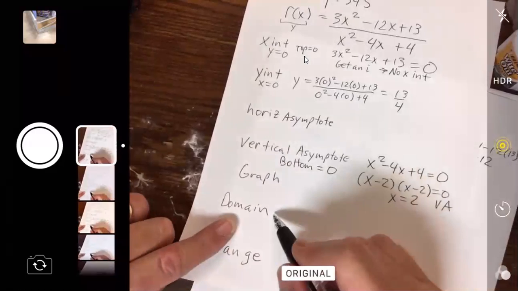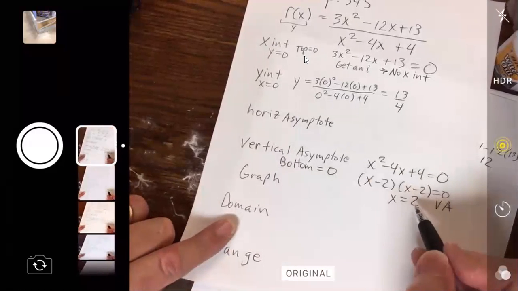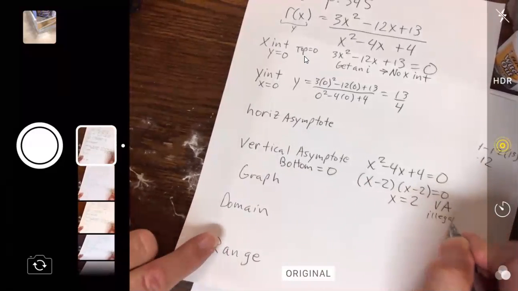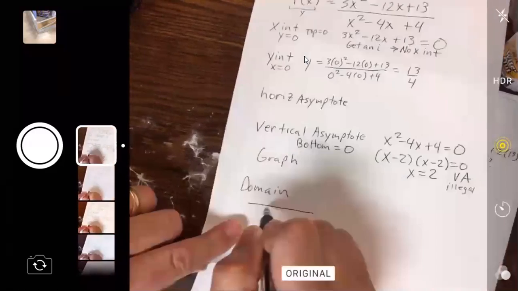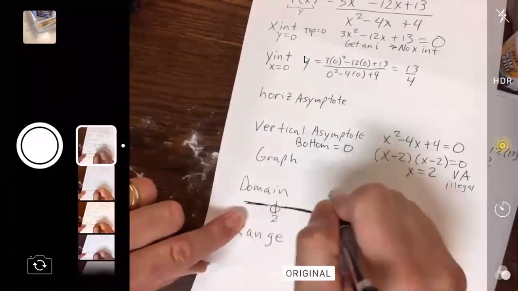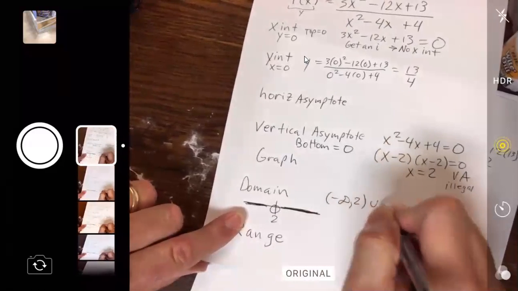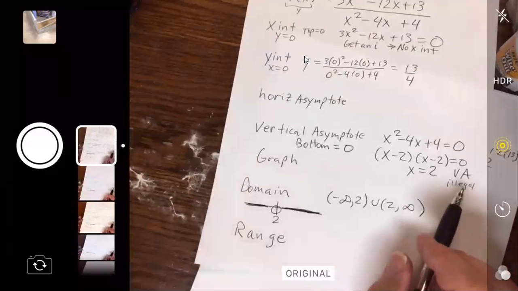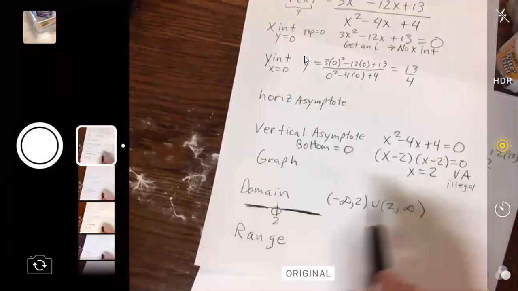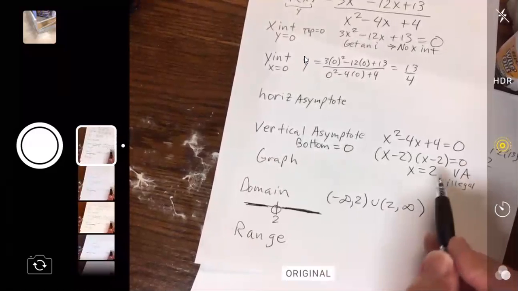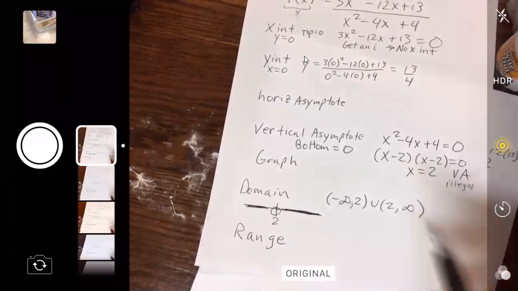And that's very similar to the domain. That means x equals 2 is illegal. So on the domain, 2. Your domain is negative infinity to 2, union 2 to infinity. Very close relation between vertical asymptote and domain. The vertical asymptote is the vertical line the graph approaches, and the number of that line is the number you can't use in your domain. So that gets excluded from the domain.